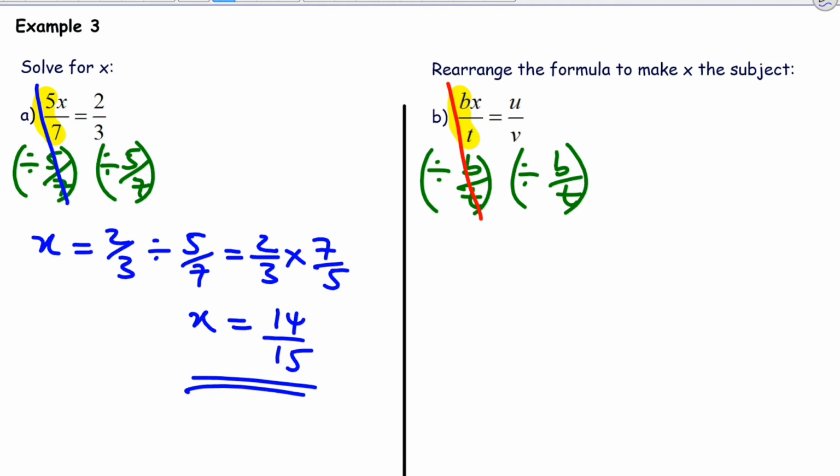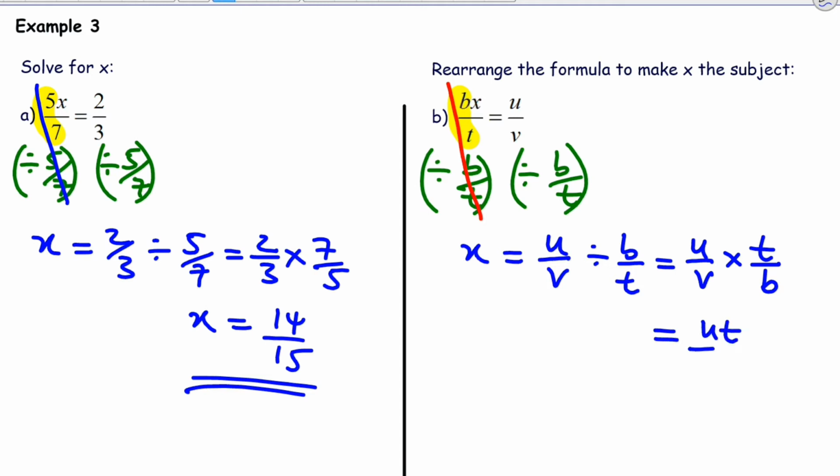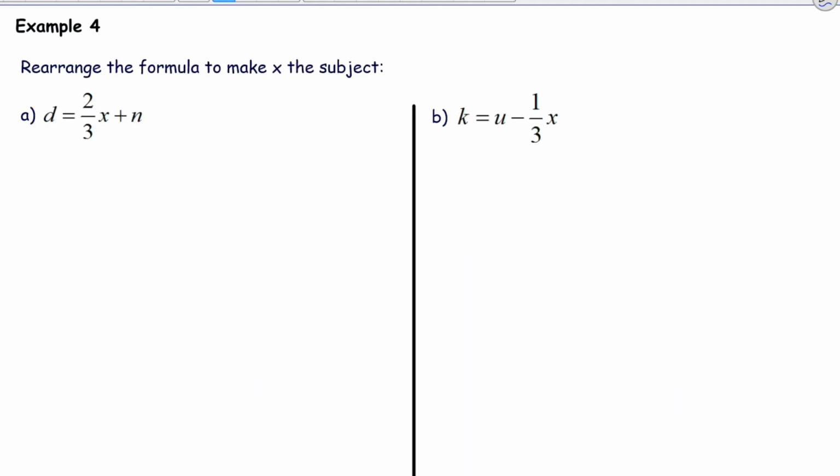So what you're left with is x will be equal to u over v divided by b over t, which is the same as u over v multiplied by t over b. And this is equal to ut over vb. So x will be equal to that, in simplified form. Okay, next example, rearrange the formula to make x the subject.